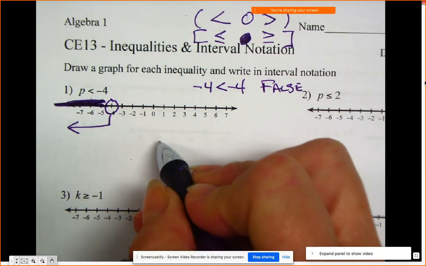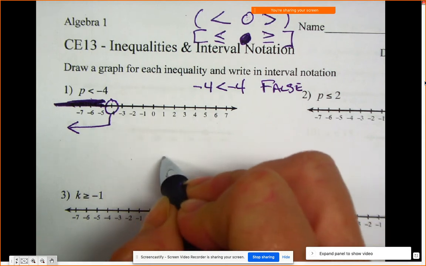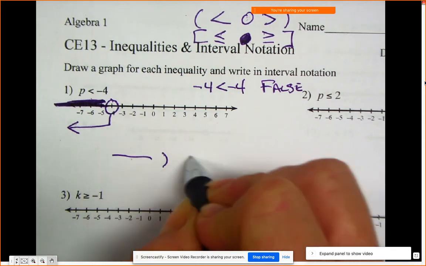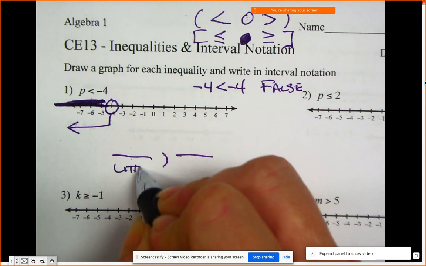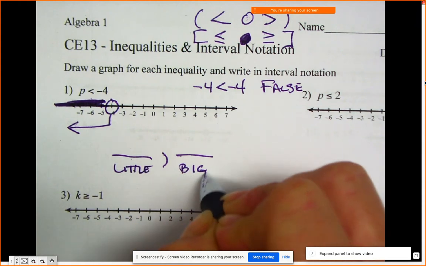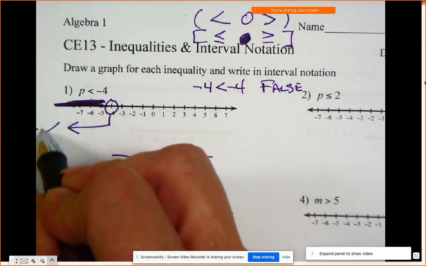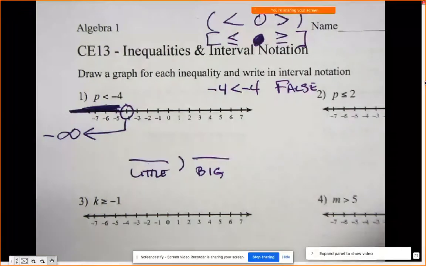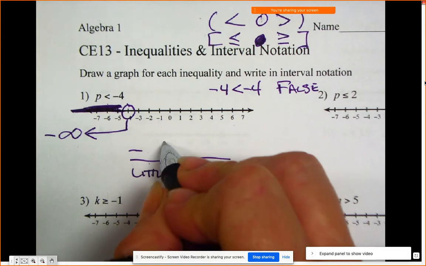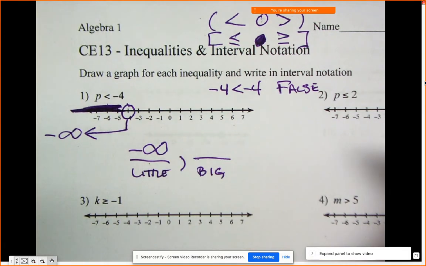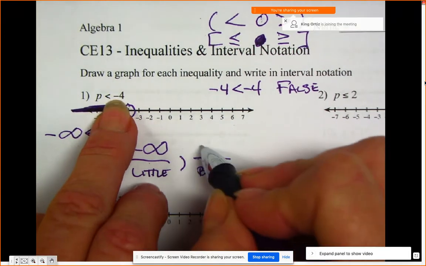So for interval notation, I know I'm putting a range of numbers. I'm putting the littlest to the biggest. Well, the littlest number, if I keep going and going and going, I'm eventually going to get to -infinity, the littlest idea of a number in the whole wide world. -infinity is the littlest number. The biggest number this could equal is -4.